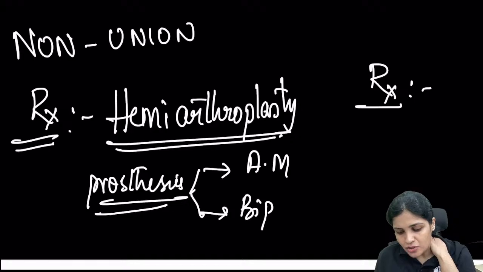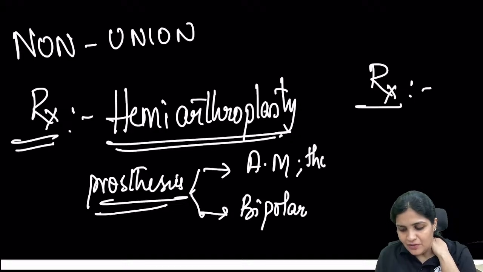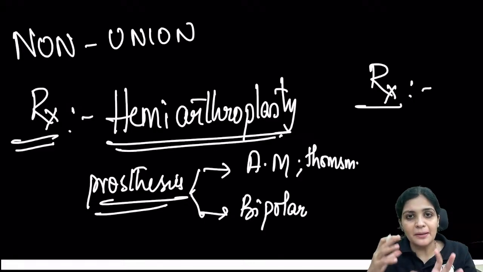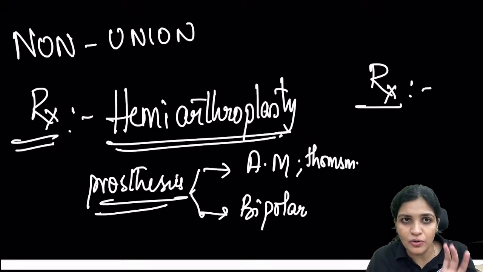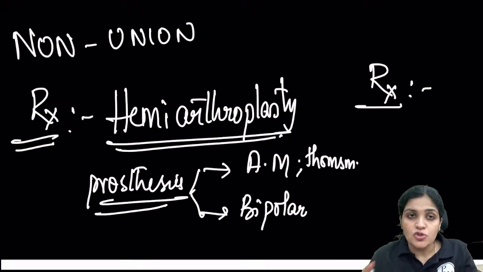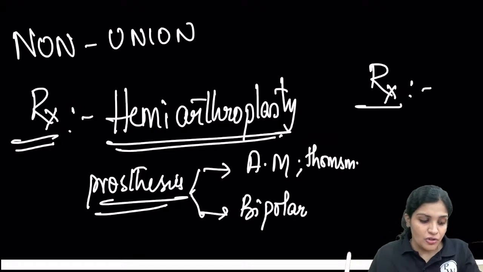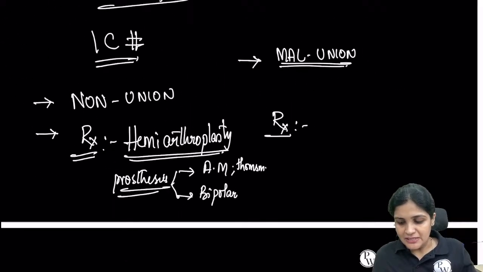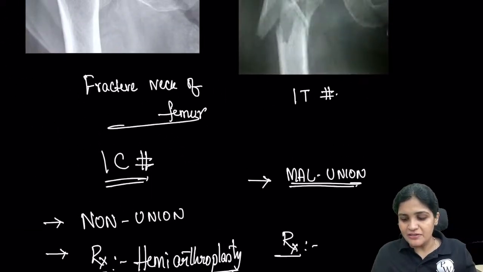What are the prostheses which we use? Austin Moore, Bipolar, Thompson. Thompson, very good. So now hemi means half. Plasty means replacement. Understand? Arthro is joint. So you're going for half joint replacement. So you're replacing the head of femur. Understand? So you will replace this head of femur with the prosthesis.